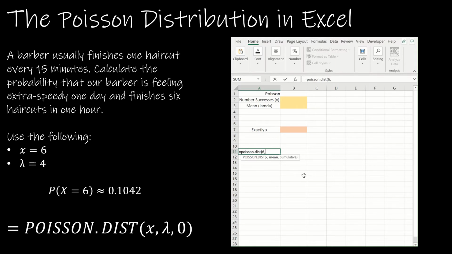The mean is how many we expect him to complete in 1 hour, which is 4. And cumulative is going to be false until we start looking at cumulative distributions. And notice I got 0.10419 and so on. And that's fantastic and the correct answer.